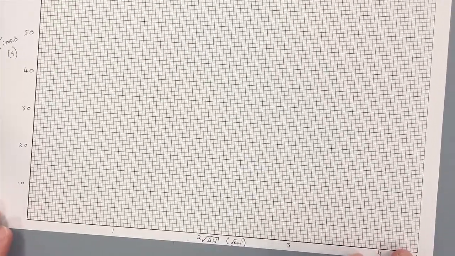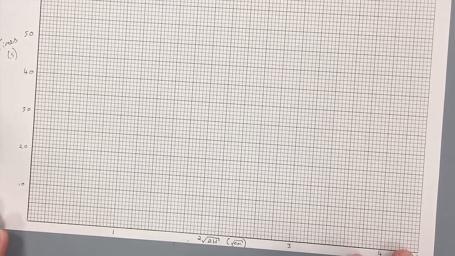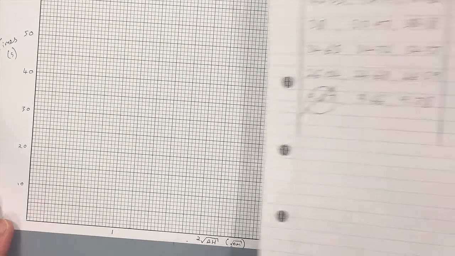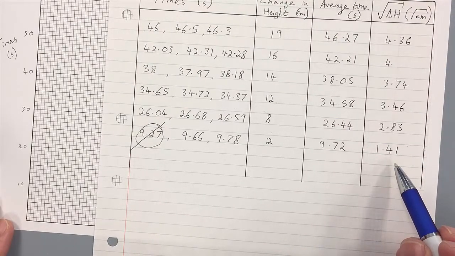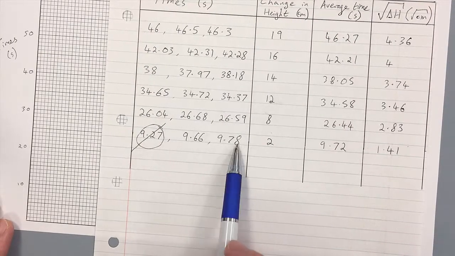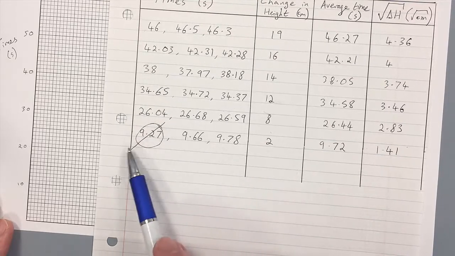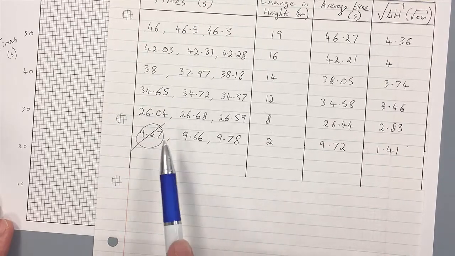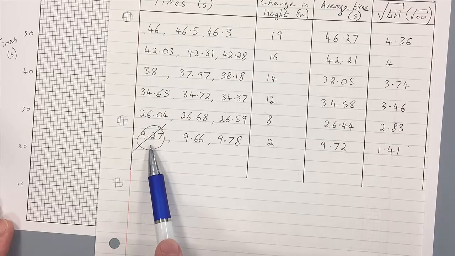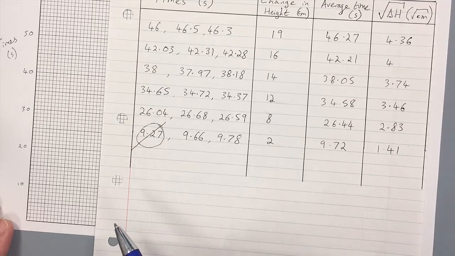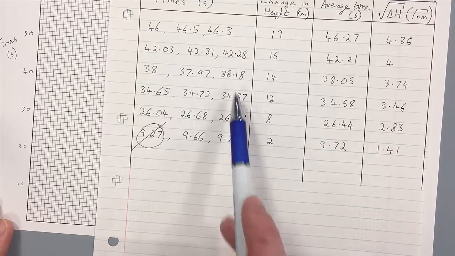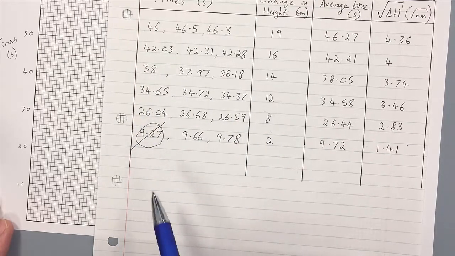So we're ready to plot some points now, and starting off at the lowest value for the square root of change in height, we've got 1.41, and we're going to be plotting 2 time values there because we ignored this outlier. I'm actually a bit regretful because having that extra one in there that was a bit further apart would have shown us the spread of those times, and would have helped us out a little bit more later on. So in this case, being too precise can make your graph a little bit more restricted.